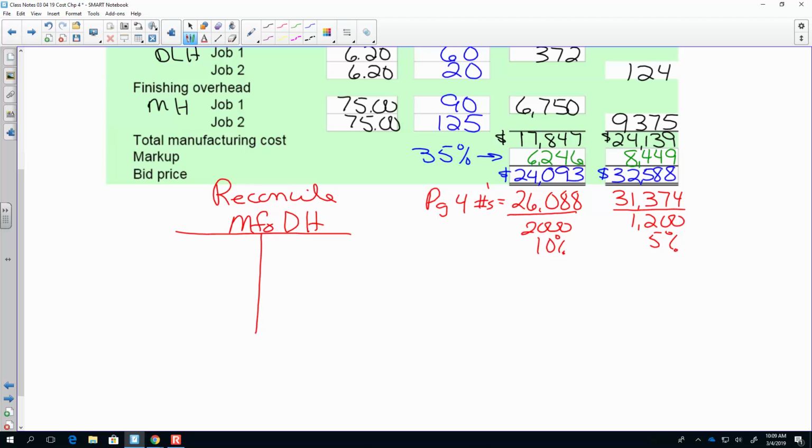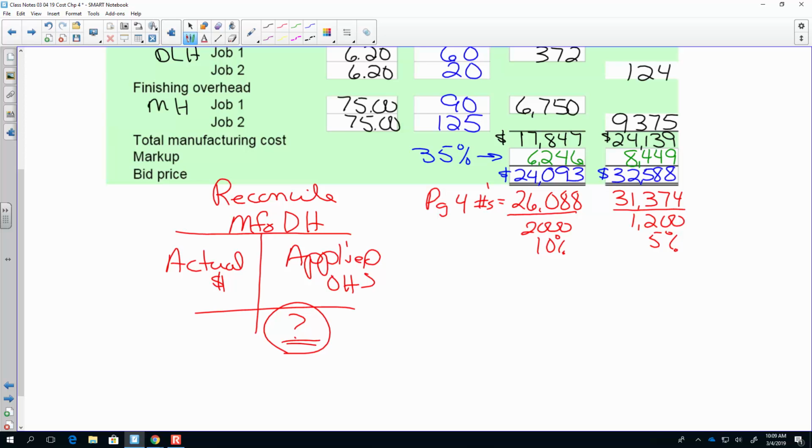Is it a big difference between our actual overhead versus our applied overhead? How big is that difference? So that's what companies will look at. They'll look at their application rates every year and see if they can get this difference as small as they possibly can. That's the goal, right? We would hope that this is a better answer, right? Because we're departmentalizing our overhead rate. We're using assembly. Would it make sense to use labor hours versus machine hours? Yes, makes common sense. So that's the goal as an accountant, is to get it more accurate.